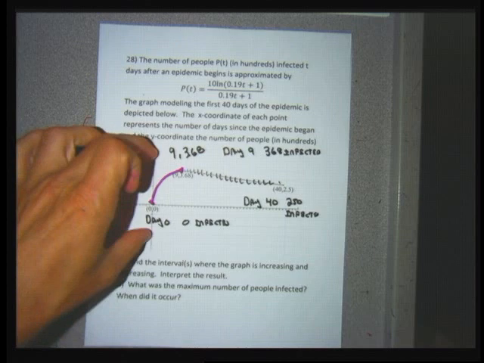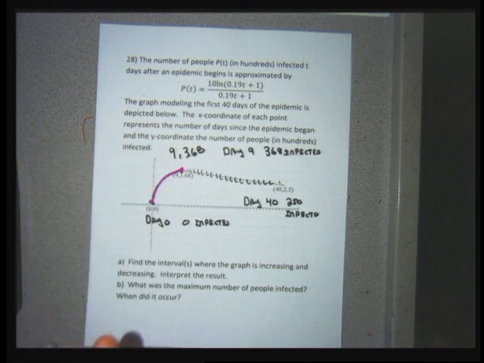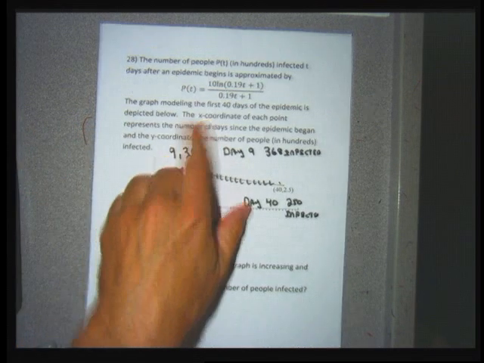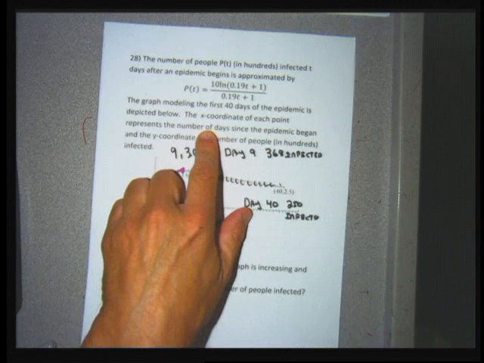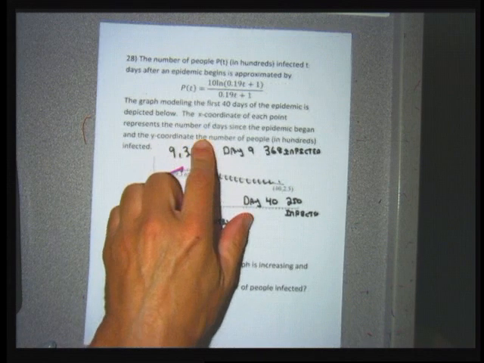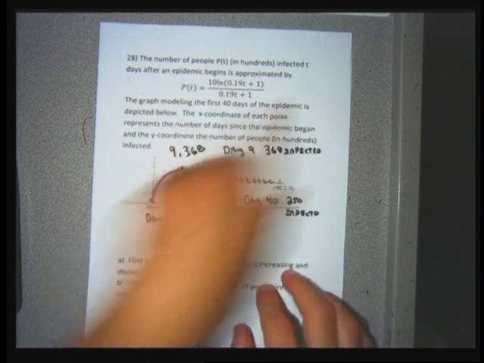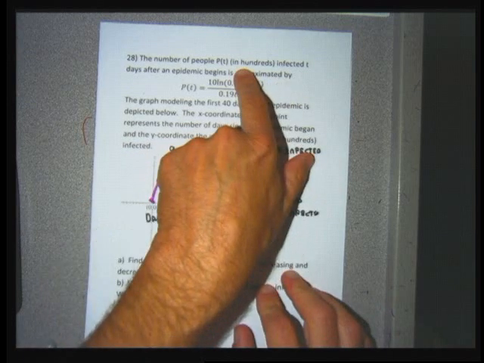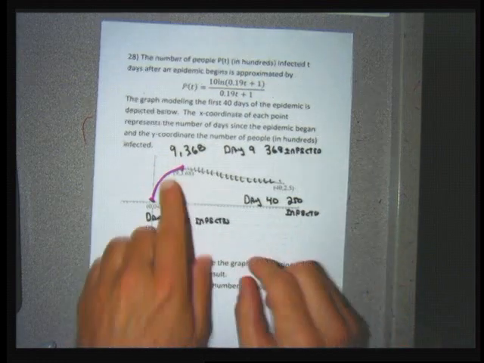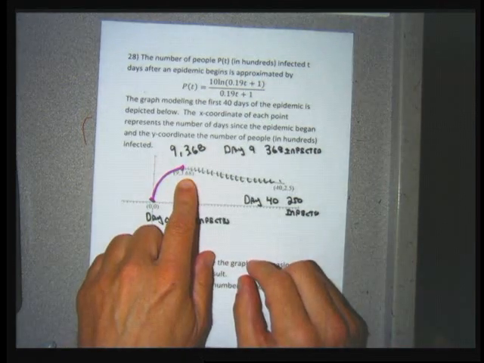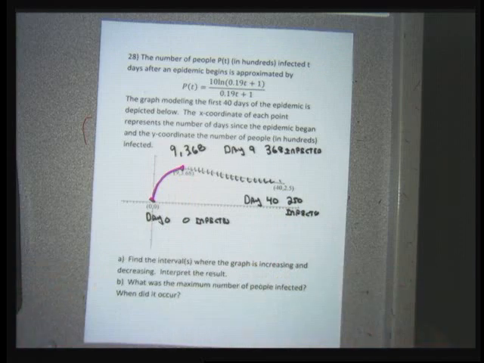So this graph, I have to understand the graph well. Every point on the graph, the x-coordinate represents the number of days since the epidemic began. The y-coordinate is the number of people infected. Because it says somewhere in here, in hundreds, I had to multiply the number by 100 to make it useful. So at day 9, 368 people were infected. Day 40, 250 people were infected, and so forth.